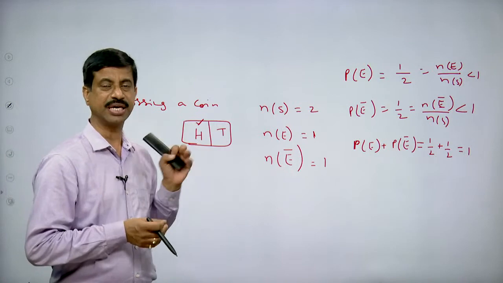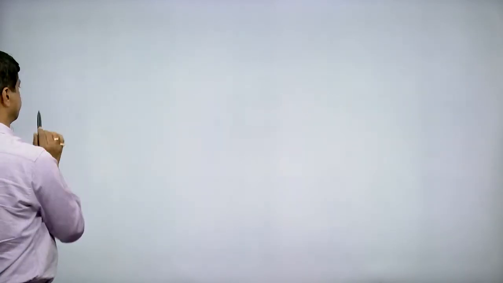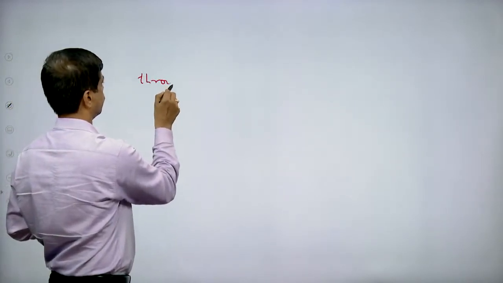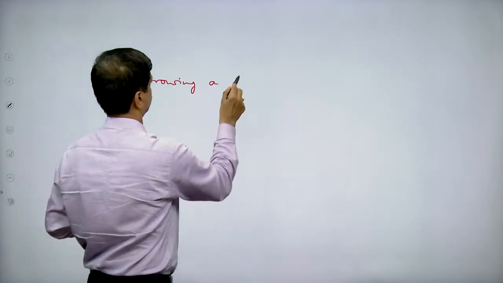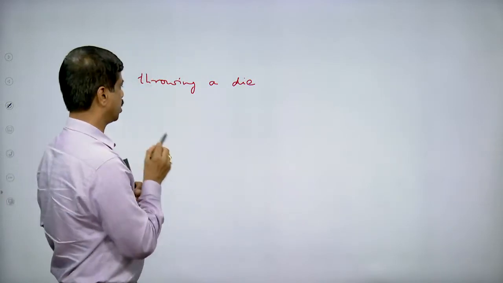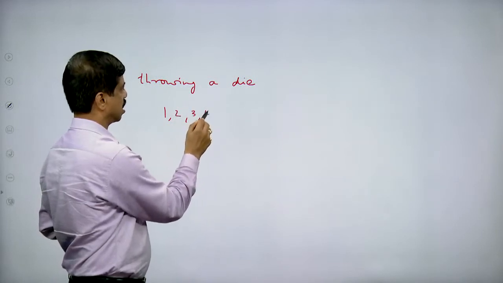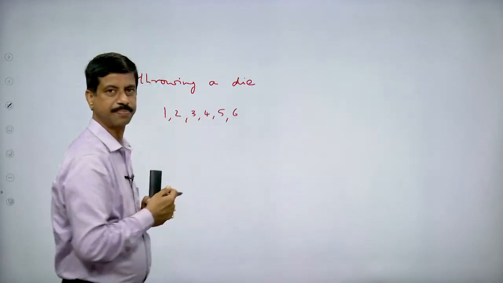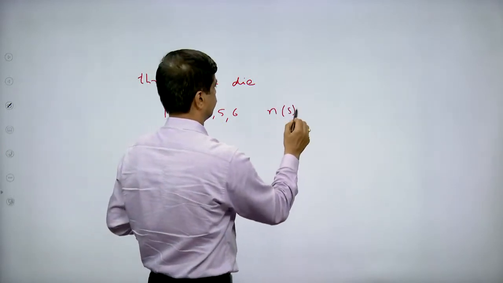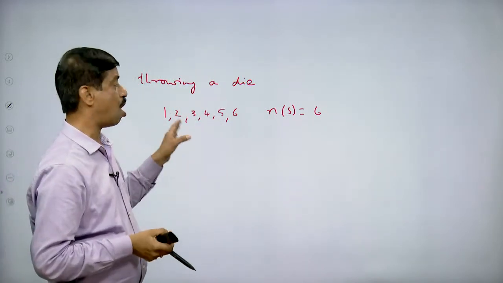So this is one basic example I have given you. Let us go for another example, so you get a better idea of what we are discussing. If I talk about throwing a die, you may get number 1, or 2, or 3, or 4, or 5, or 6. So n of s is 6.